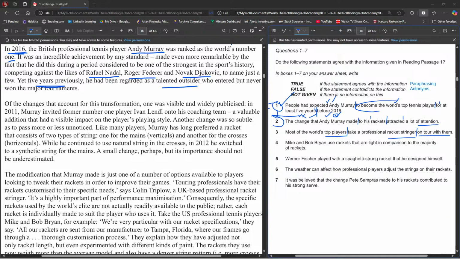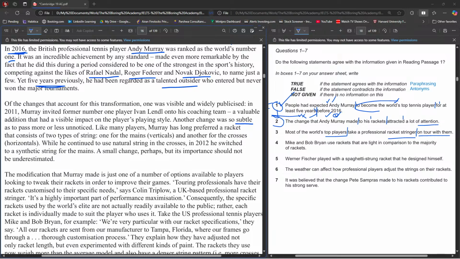Another change was so subtle. The word is subtle, as to be passed silent. Any idea what you mean by subtle? Okay, subtle means something that is barely visible or barely noticeable. That is subtle. So another change was so small that people didn't even notice, and it is exactly what is said: was so subtle as to pass more or less unnoticed. People did not even notice this change.